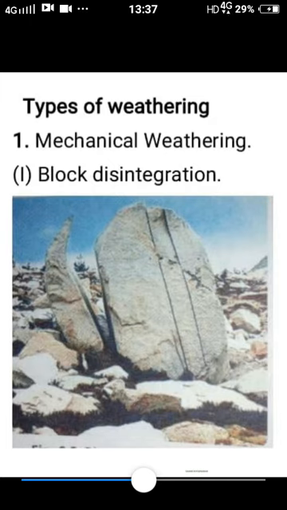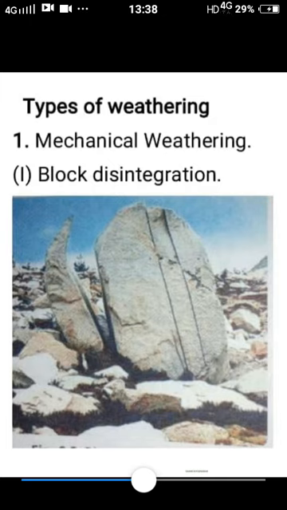Now students, what is the meaning of mechanical weathering? Mechanical weathering is generally responsible for the disintegration of rocks without changing their chemical composition. Remember it, without changing their chemical composition. It is caused only by changes in temperature. And this generally occurs in dry areas.